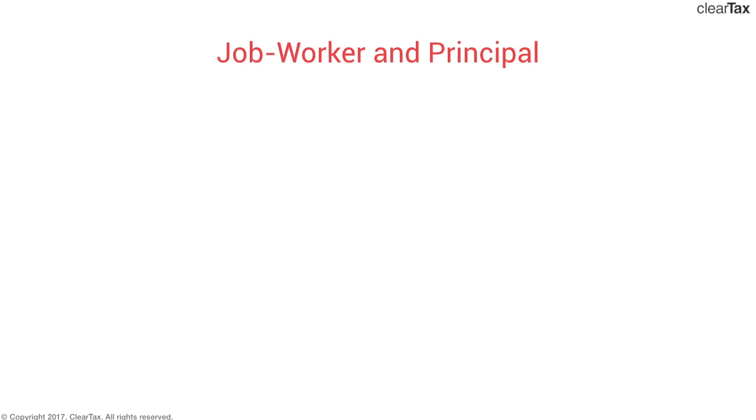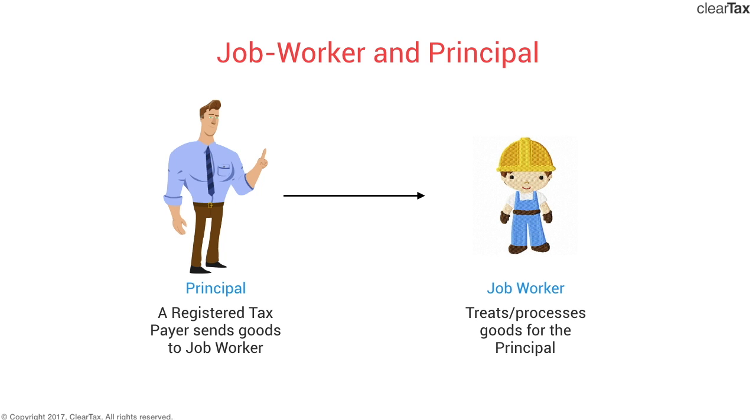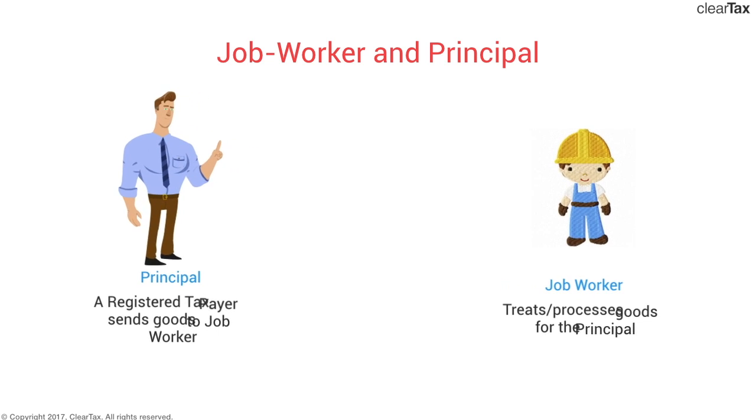Who's a principal and who's a job worker? A principal is a registered taxpayer. He definitely has to be registered because that's the first condition for claiming input tax credit. He's a registered taxpayer who wants to get his work done by a job worker, for which he'll send out goods to the job worker. The job worker would process the goods for the principal. There's a movement of goods.